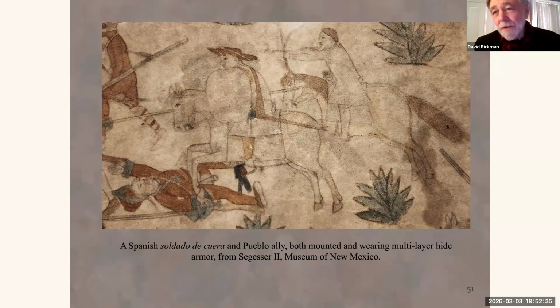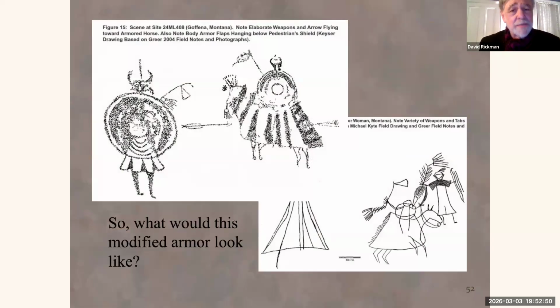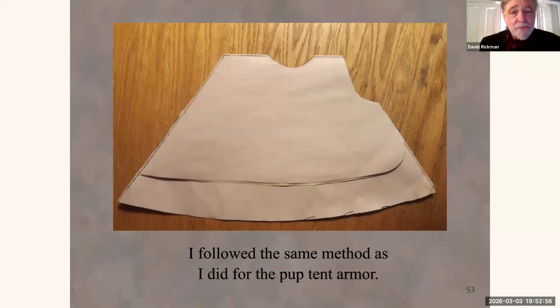So my theory, my hypothesis, I should say, is that there was a motive, or many motives, for shortening and lightening the pup tent type armor. And this is what it may have looked like. It would be shorter, and it would be open at least in front to allow your horse's legs to move more freely.